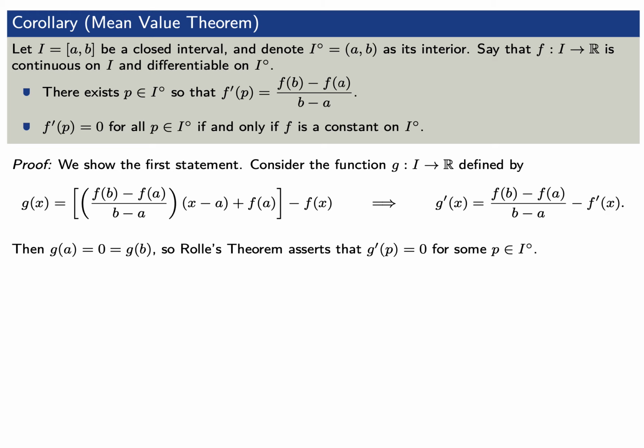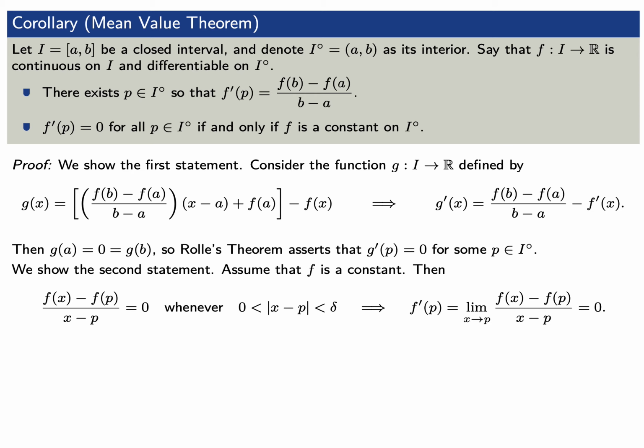So Rolle's theorem asserts that there is some point p in the interior where g prime of p equals 0. But this is exactly the statement that f prime of p equals f of b minus f of a over b minus a. Let's show the second statement. First, assume that f is constant. Then on any sufficiently small region where x does not equal p, we see that the ratio f of x minus f of p divided by x minus p must be 0. So if we take the limit as x tends to p, f prime of p must also be 0.